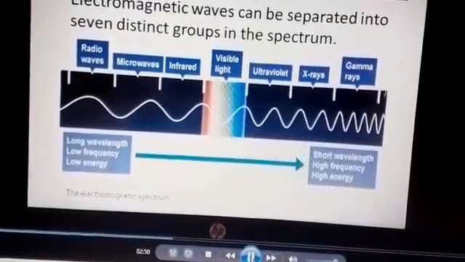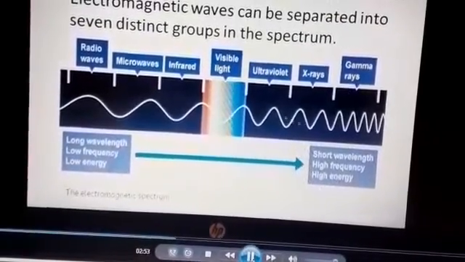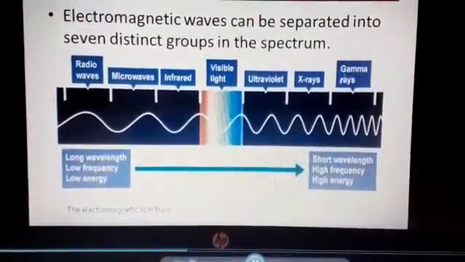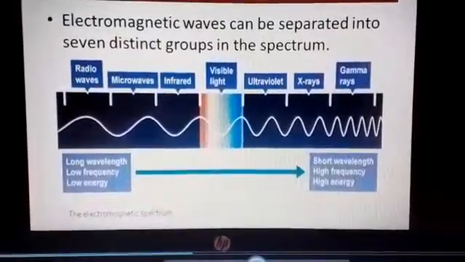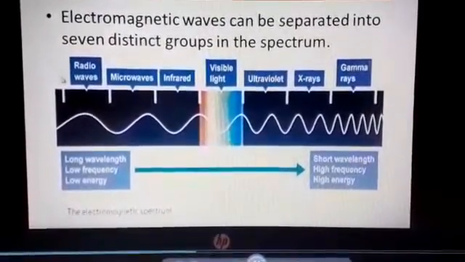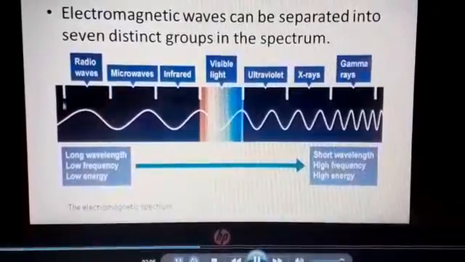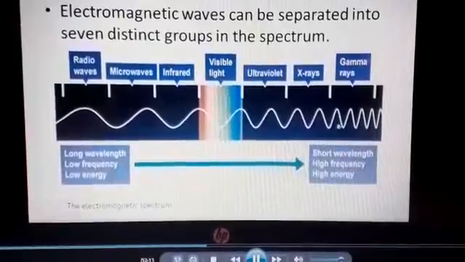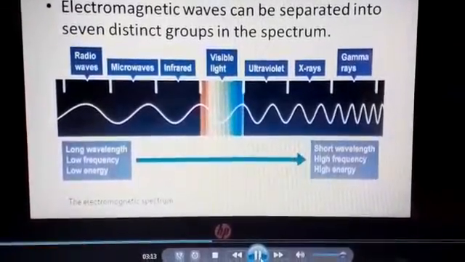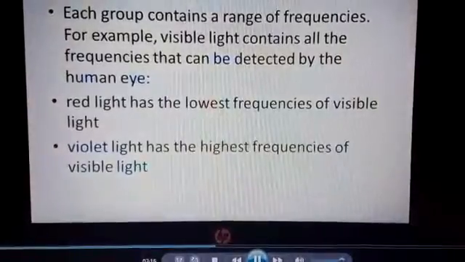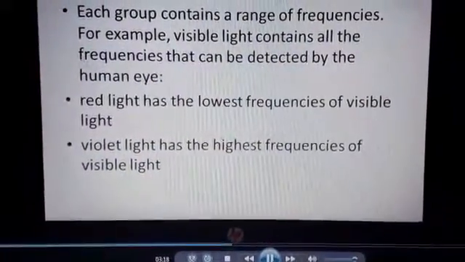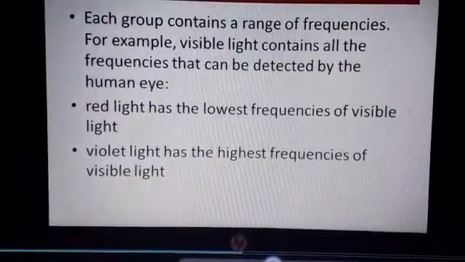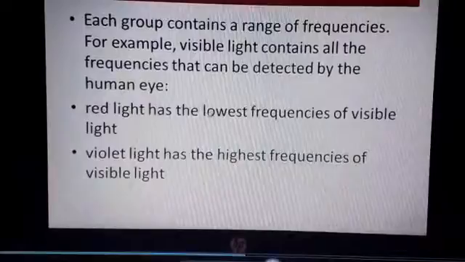Now, gamma rays are sort of atomic rays. We're going to discuss that in atomic decay, the next chapter, which will talk a lot about the source of gamma rays. However, the rest you might be very familiar with, starting with radio waves at the longest wavelength and the lowest frequency, ending with gamma rays at the highest frequency but the shortest wavelength. Now, basically, each group contains a range of frequencies. For example, visible light contains frequencies that we can see.